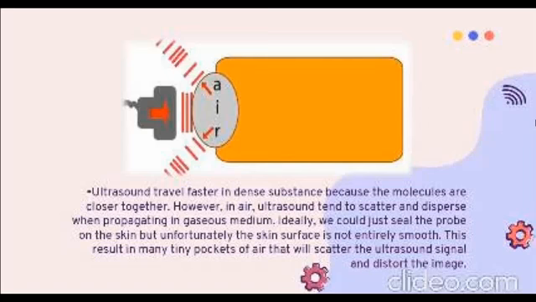Now, one of the difficulties when dealing with ultrasound is the transmission. Ultrasound is not a good conductor in less dense materials such as air. When ultrasound travels through air, it will scatter and disperse, meaning the echo reflected by air molecules will be dispersed compared to a denser material such as a solid. Ideally, we could just seal the probe on the skin, but unfortunately the skin surface is not entirely smooth. This results in many tiny pockets of air that will scatter the ultrasound signal and distort the image.